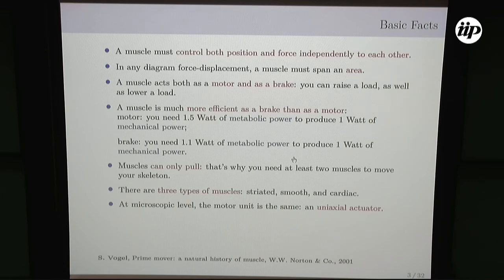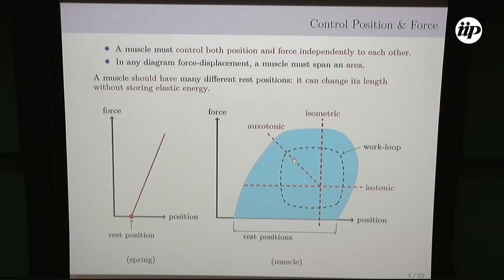Then there are 3 types of muscle. In the human body, there are 3 types of muscle, and they are called striated, smooth, and cardiac muscle. And if you look at the microscopic level, the motor unit is the same for each kind of muscle. And so now we comment about these facts.